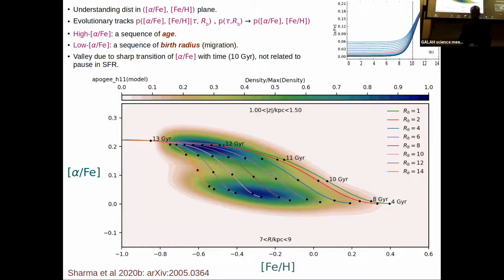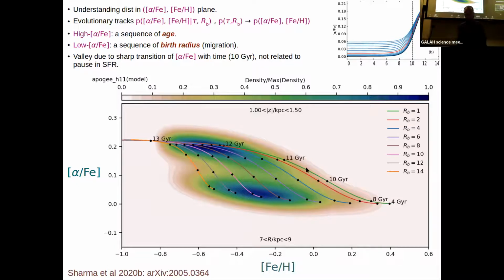So this is for the solar annulus, a little bit above the plane, like 1 to 1.5 kpc. And we can easily see the double sequence here. The model correctly predicts it. Now, to understand this plane, it is better to think of different evolutionary tracks.